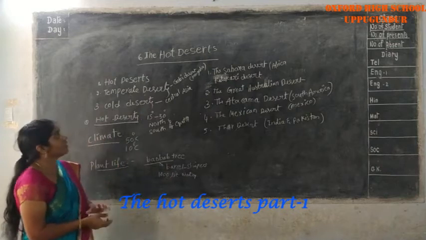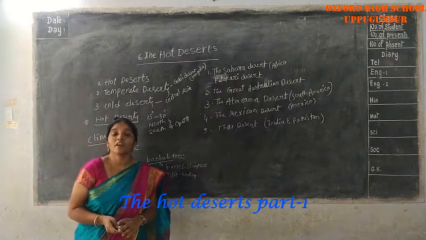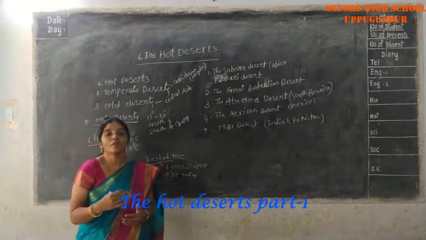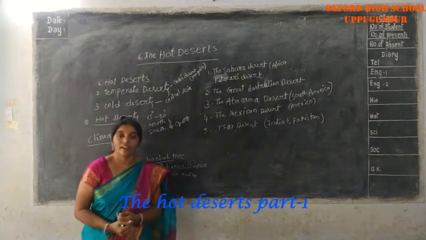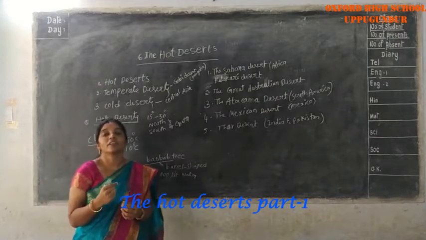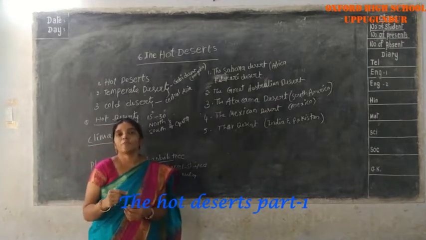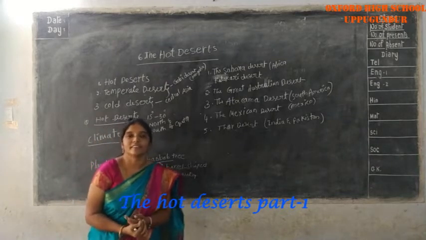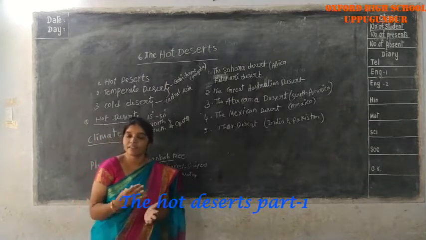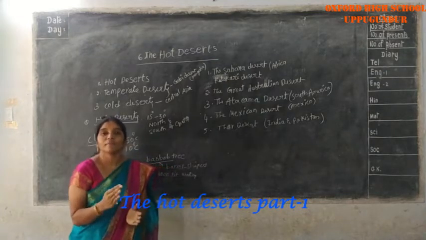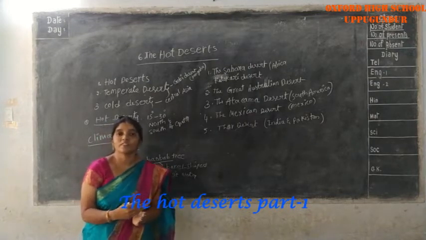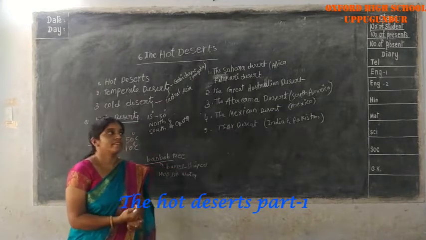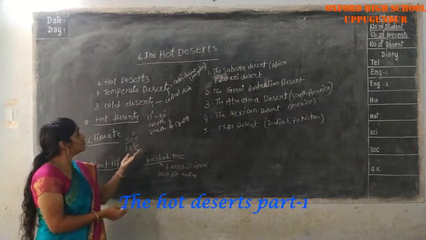What is a desert and how can we say it is a desert? Where 25 centimeters or below rainfall is recorded, it is a desert. Even if there is no rain at all, if there is less than 25 centimeters of rainfall, we call it a desert.